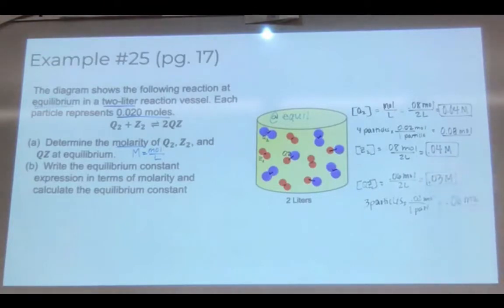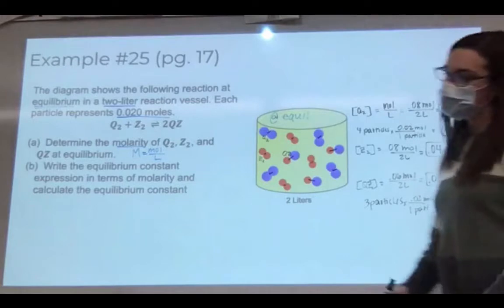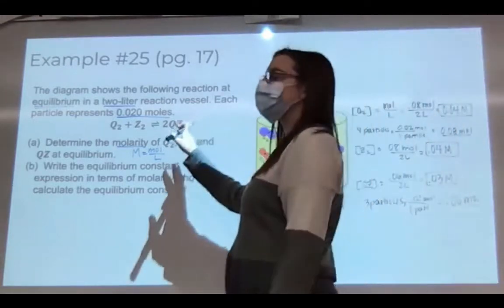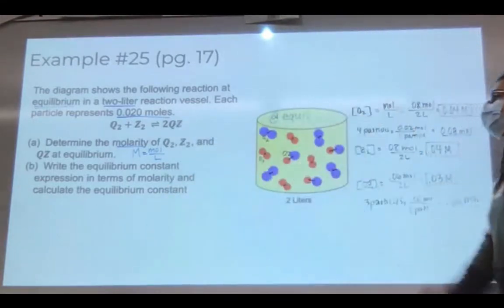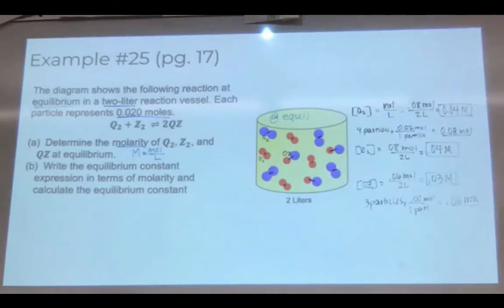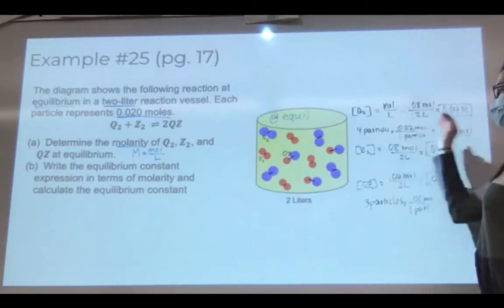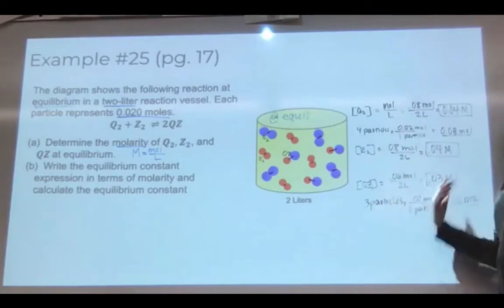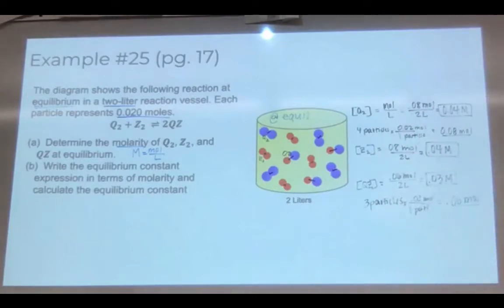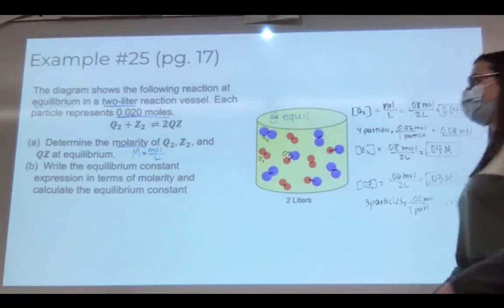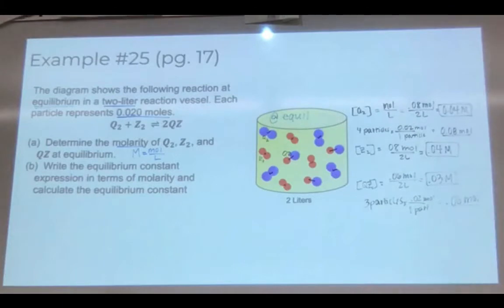So Qz is 0.03 molar. Now, what if they didn't tell us that each particle was 0.02 moles? We just assume it's 1. And it would be 4 moles over 2 liters, 4 moles over 2 liters, 3 moles over 2 liters. But they told us to have each particle represent something different. So that's the molarity at equilibrium.